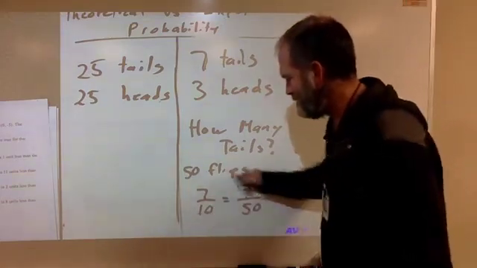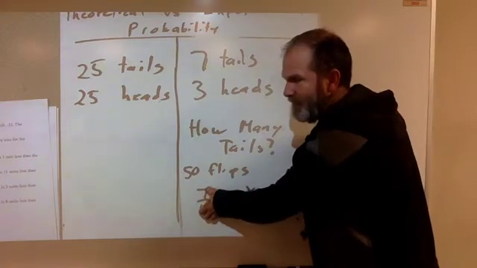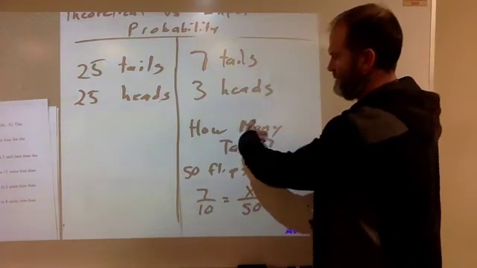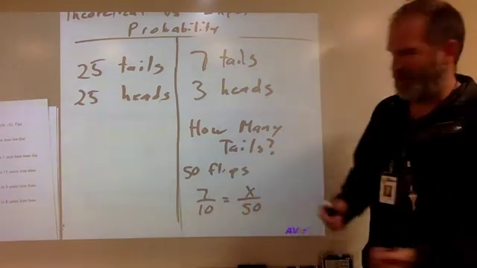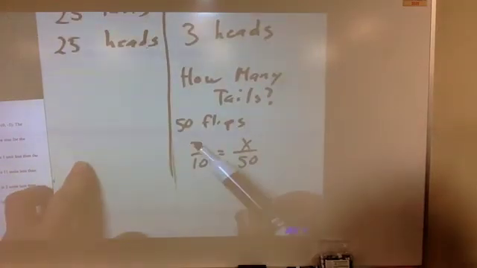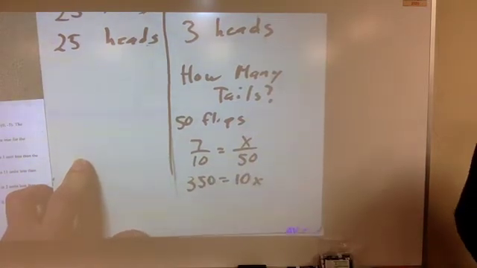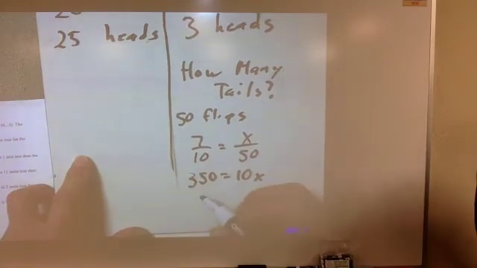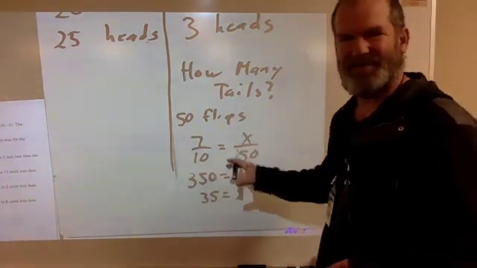But how do you get that just from this math? Well, you set up your experimental probability, that's your one fraction, and your other fraction is how many out of 50, because that's what we're trying to figure out. And you cross multiply and divide to solve for x. So you cross multiply, 7 times 50 is 350, and that's equal to 10 times x. Then to solve for x, you divide by 10, and 10 goes into 350 35 times. So x is 35.